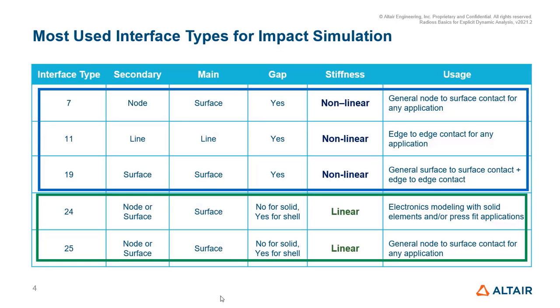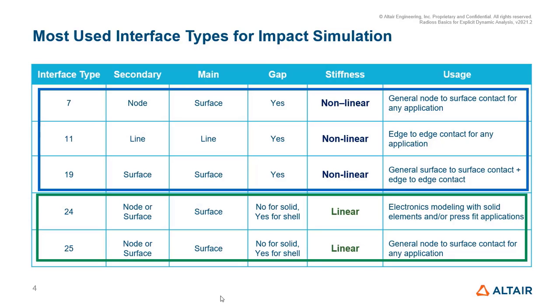So this table shows the general library of mostly used contacts in Radioss. These contacts are basically divided depending on their stiffnesses. So there are nonlinear stiffness contacts and linear stiffness contacts. In nonlinear stiffness contacts, there are type 7, 11 and 19. And for the linear stiffness contacts, there are type 24 and 25.